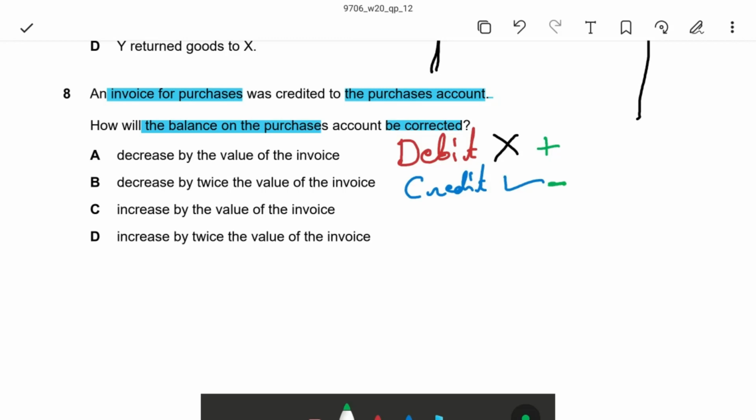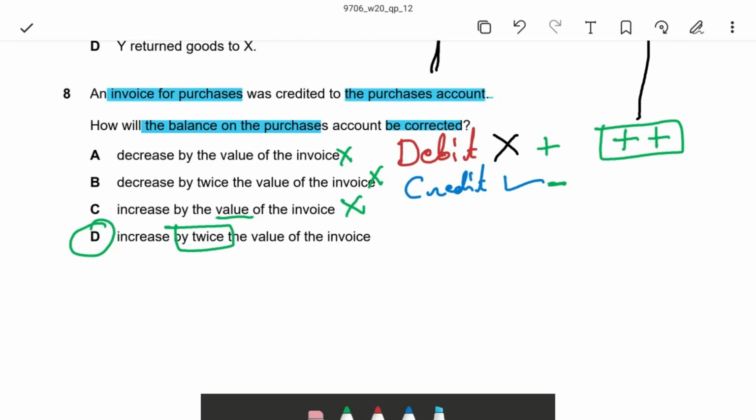Now, we first have to remove the credit. Removing the credit means we should add on the debit side. Then, we have to again enter the debit. So, 2 times we have to add the debit. So, for the correct answer, it is not a decrease in value. We have to increase, add. So, the first 2 options, no. Increase by the value of invoice, no. Then correct by twice the invoice increase. The correct option is option D.